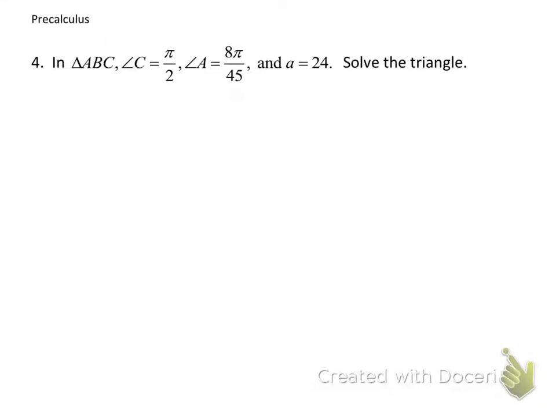So now we have another triangle problem where we need to solve the triangle, which means that we need to find all the sides and angles that aren't given. However, it's in radian mode. So make sure you have your calculator in radian mode if you are going to be needing it.